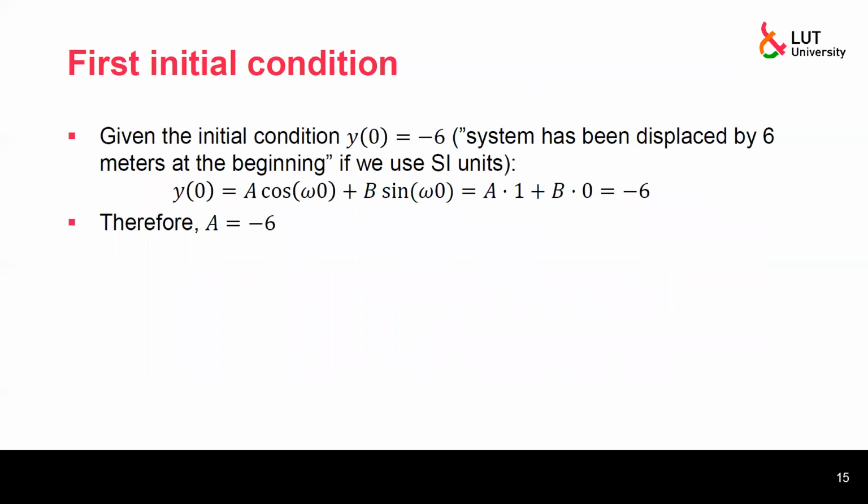So let's solve the first initial condition. Put 0 for t in this formula. We get a equals -6, because sine 0 is 0.